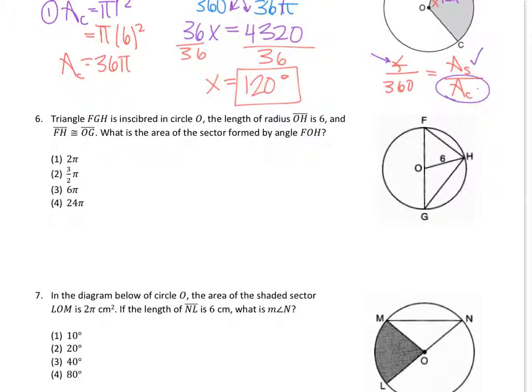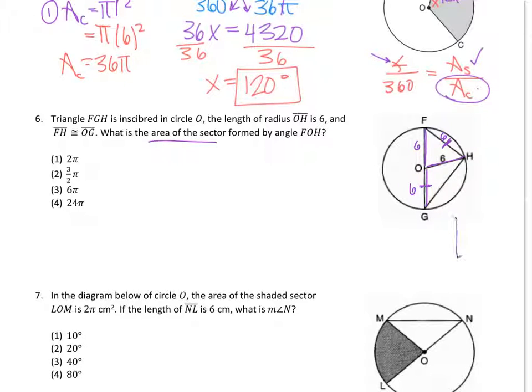Number 6, again, Common Core question, tells us that the length of the radius of OH is 6 and FH is congruent to OG. So take a look at that for a second. It doesn't tell us anything more about this picture except that we're going to try to find the area of a sector formed by FOH in just a minute. But we have a radius of 6 right here. And if you notice, OG and OF are also radii, so these are also 6. But OG has a hash mark, and so does FH, meaning they're congruent. So FH is also 6.